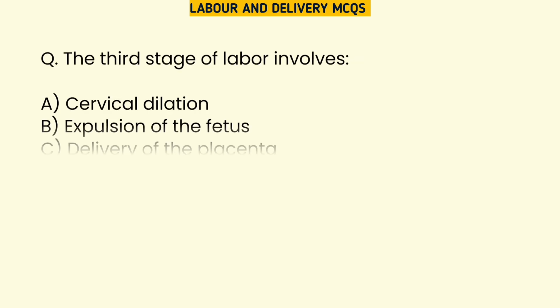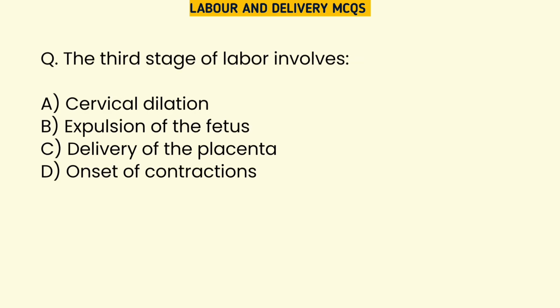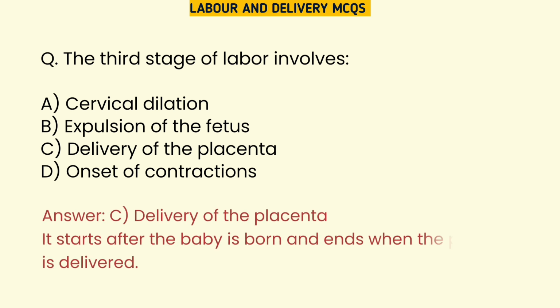Next question. The third stage of labor involves. Correct answer is C. Delivery of the placenta. It starts after the baby is born and ends when the placenta is delivered.